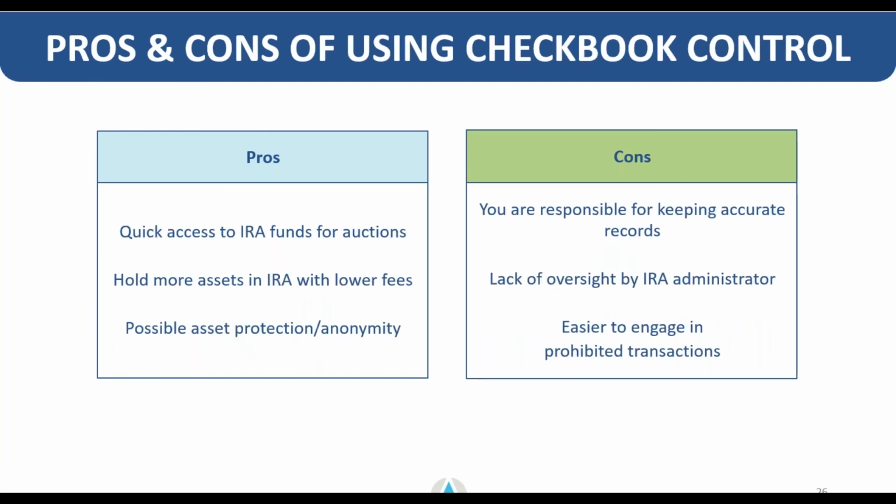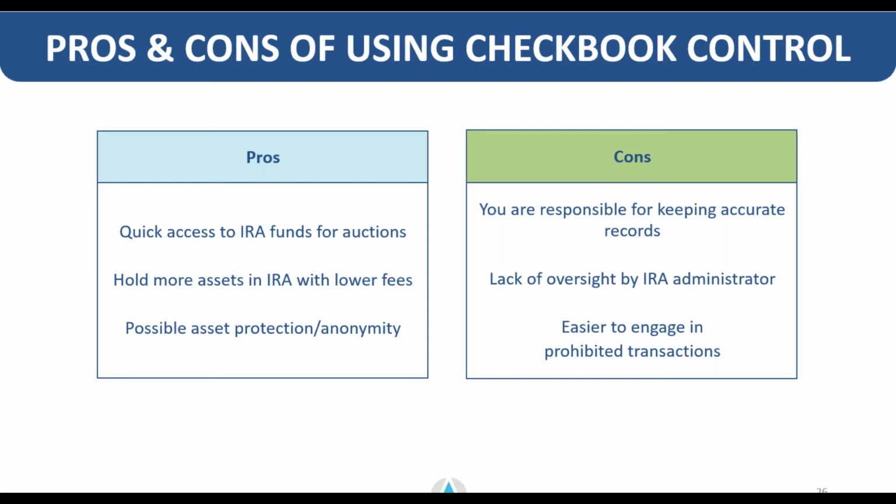And the flip side of that, the pros and cons of using checkbook control is you have that quick access to the IRA funds if you're going to auctions or you're wheeling and dealing, if you will, on some transactions where you may have a gentleman's agreement and a handshake that needs to be followed pretty immediately with an exchange of funds. The checkbook control is going to be your best entity or best access point to do so.